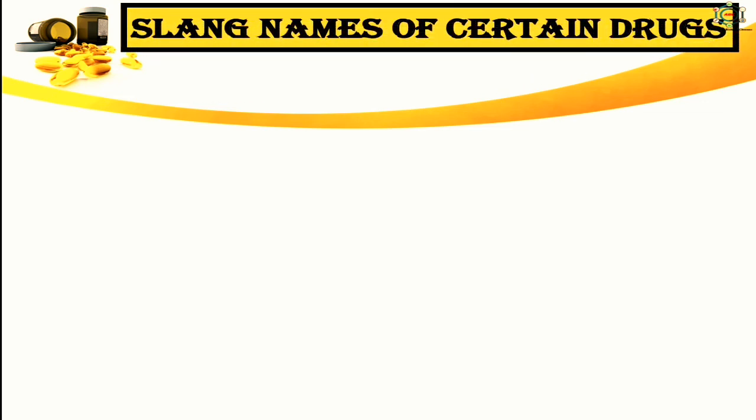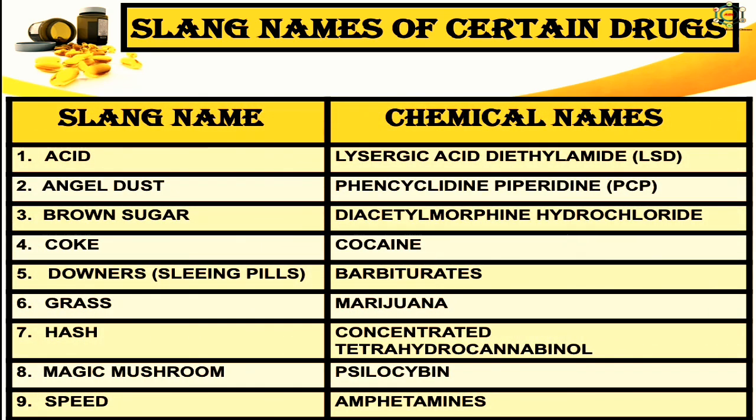Now, here you can see some slang names of certain drugs. According to slang name, acid, the chemical name is LSD. Slang name is angel dust, and the chemical name is PCP, that is phencyclidine piperidine. Brown sugar, that is diacetyl morphine hydrochloride. Coke is cocaine. Downers is the barbiturates. Grass is marijuana. Hash is concentrated tetrahydrocannabinol. Magic mushroom is psilocybin, and speed is amphetamine. So these are some slang names used for this type of chemicals.